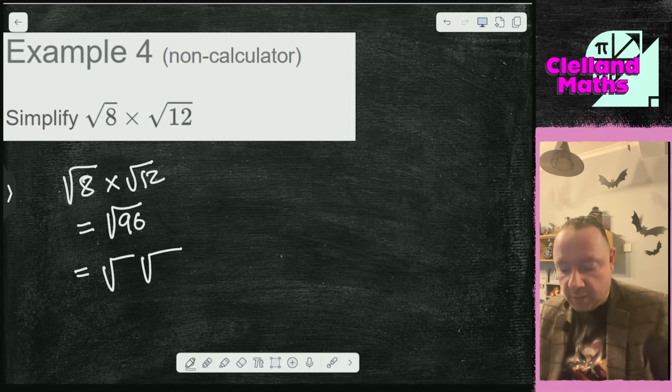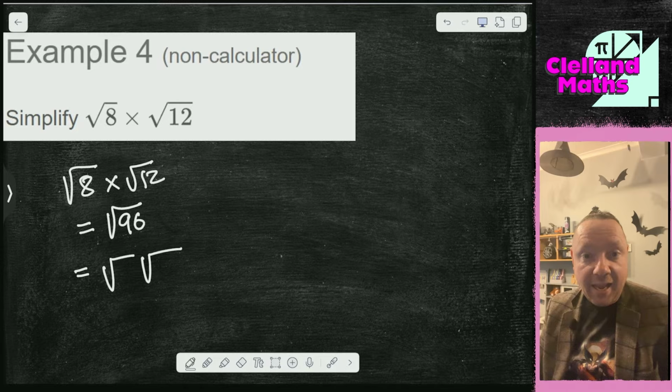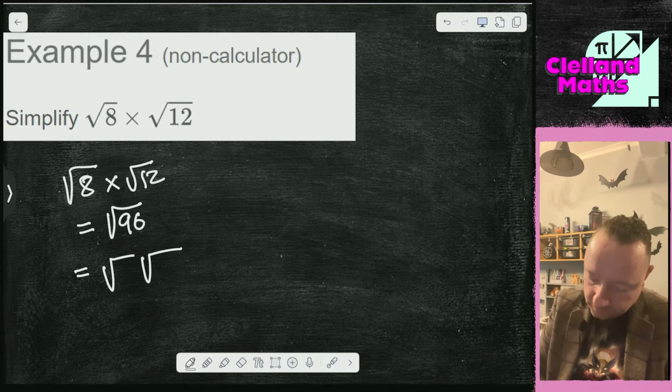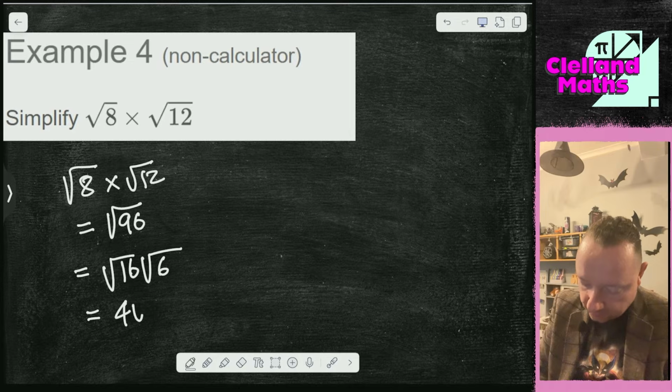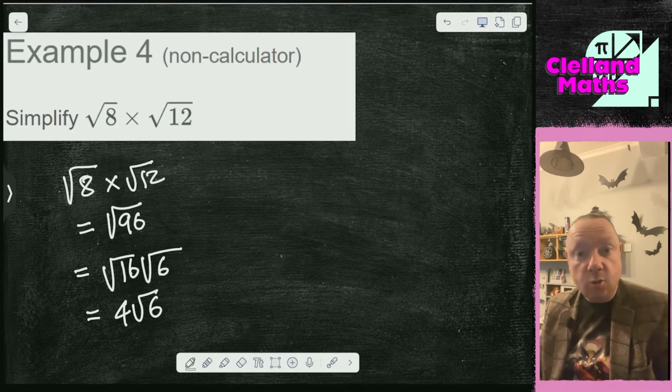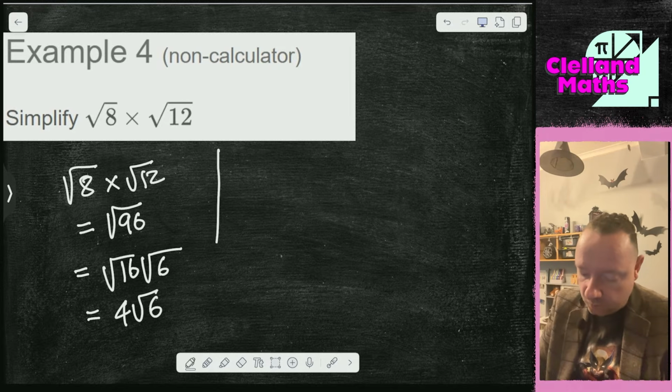One's a square number. It might not be obvious what number that is. It's 16. 16 times 6 is 96, so that's 4 root 6. See, that might not have been obvious. It took me a minute. So let's take a different approach.